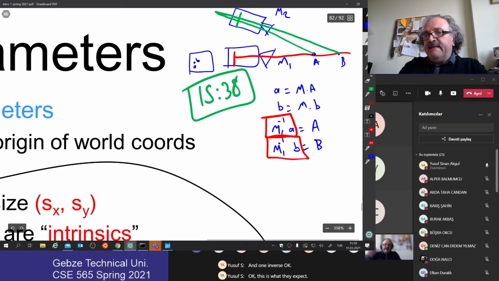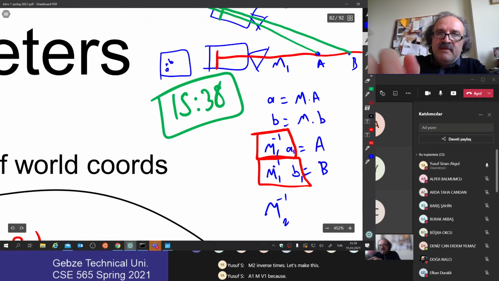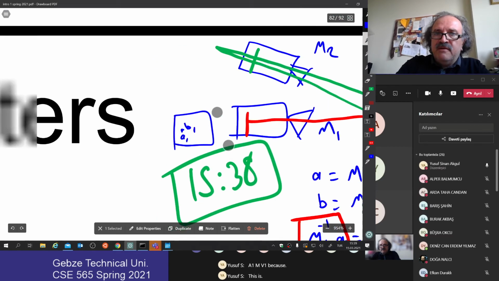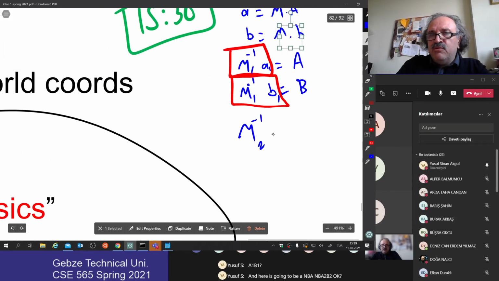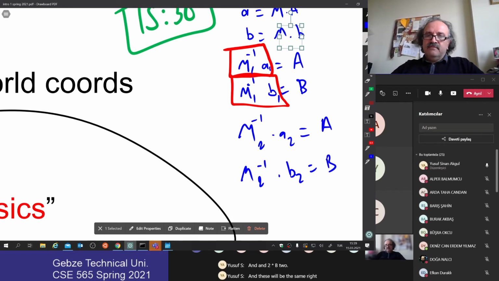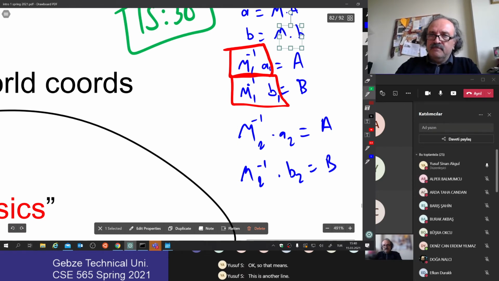These will produce a line, the same line. But if I do this with M2 inverse, let's make this A1 and B1, and here is going to be A and B, A2, B2, okay? And if I do M2 times A2 and M2 times B2, these will be the same, right? So that means this is another line. This is another line.